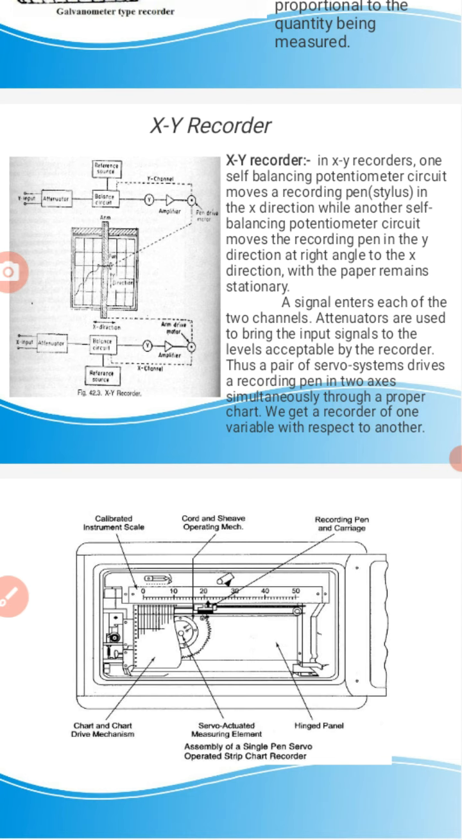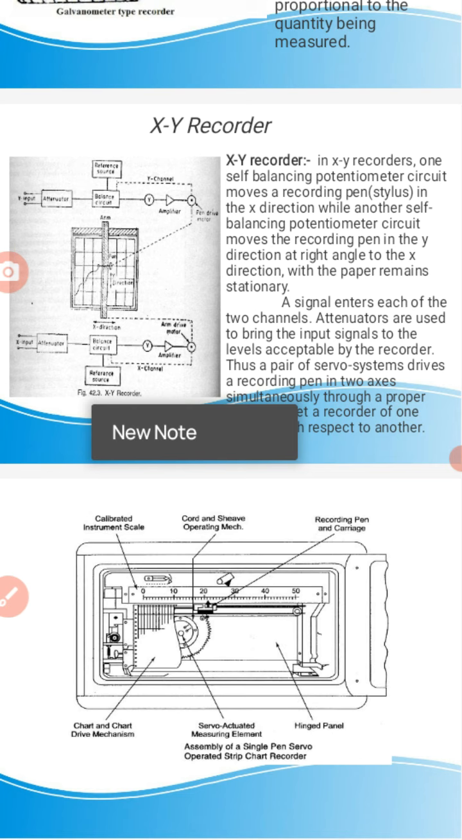In some XY recorders, one self-balancing potentiometer circuit moves a recording pen in the X direction, while another self-balancing potentiometer circuit moves the recording pen in the Y direction at right angles to the X direction, while the paper remains stationary. There are many variations of XY recorders.